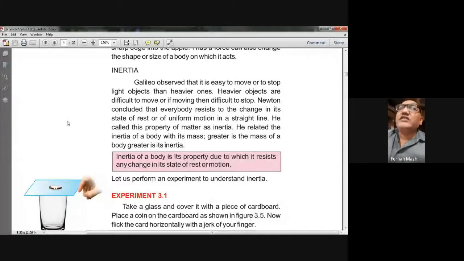Newton concluded that every body resists the change in its state of rest or of uniform motion in a straight line. We call this property of matter inertia. He related the inertia of a body with its mass. Greater is the mass of a body, greater is its inertia. Inertia of a body is its property due to which it resists any change in its state of rest or motion. So that's the definition of inertia.